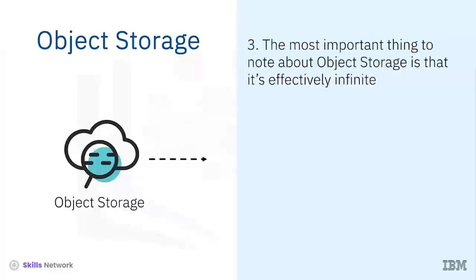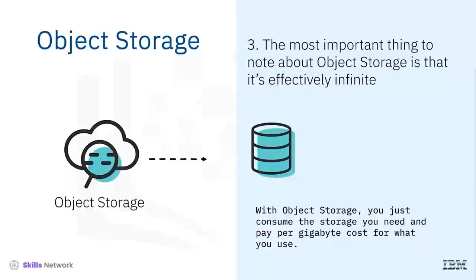The third and possibly most important thing to note about object storage is that it's effectively infinite. With file and block storage, you specify the size of the storage you want in gigabytes or terabytes, and then pay a fee based on the size you provisioned. With object storage, you just consume the storage you need and pay per gigabyte cost for what you use. You can keep uploading files, and the storage will never run out.